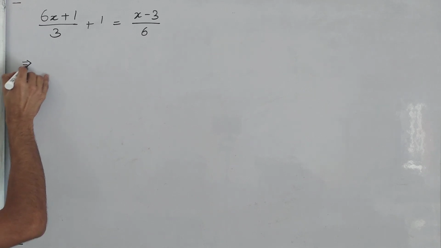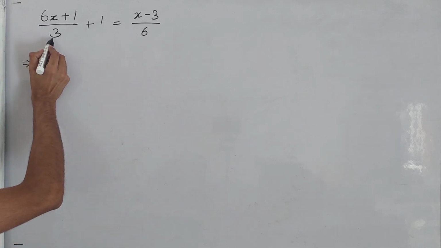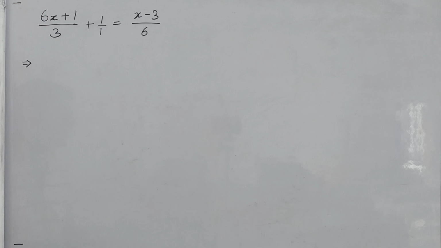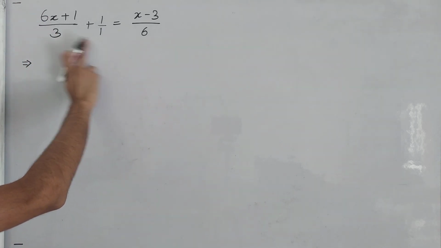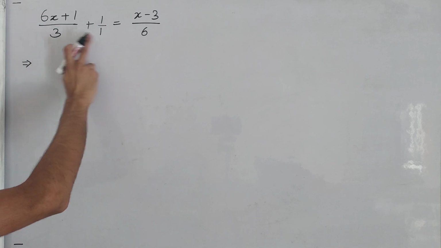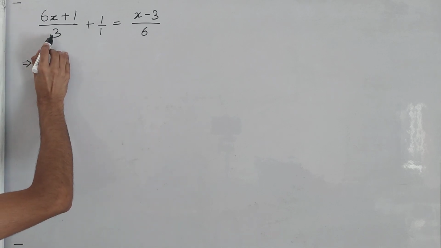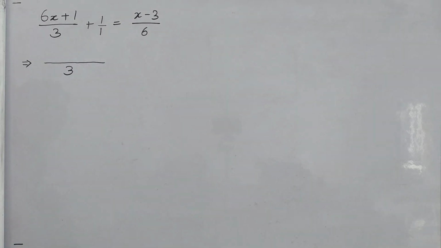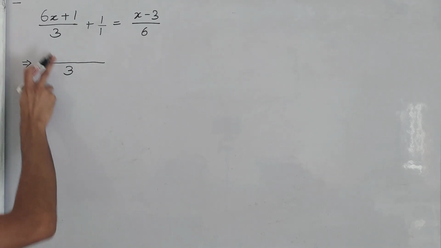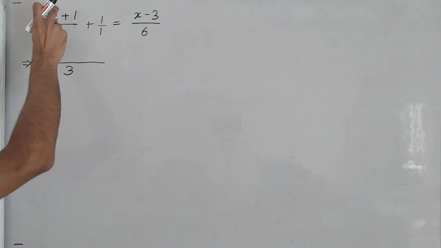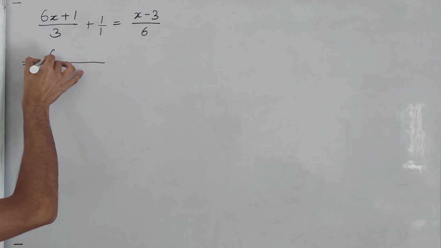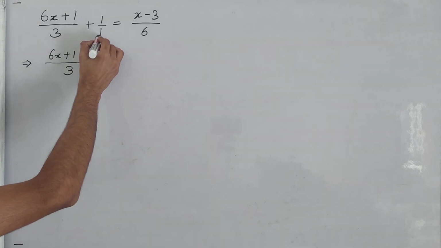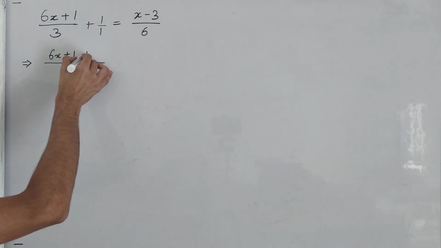So what can we do over here? This is a denominator, and where there is nothing, the denominator is 1. So these are two fractions. How to solve it? Taking the LCM of 3 and 1, the LCM comes out to be 3. 3 divided by 3 is 1, multiplied by 6x plus 1, which remains the same. 3 divided by 1 is 3, multiplied by 1 plus 3.